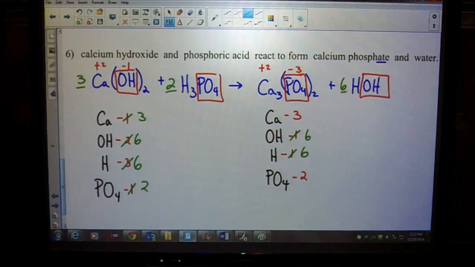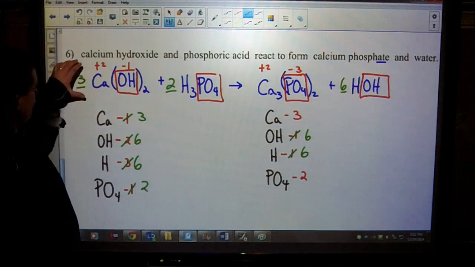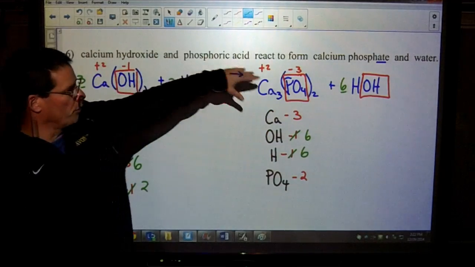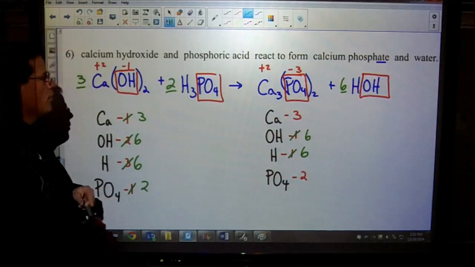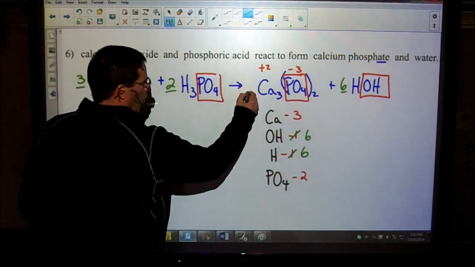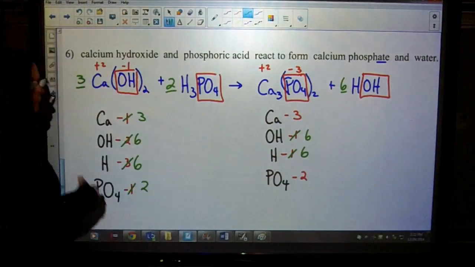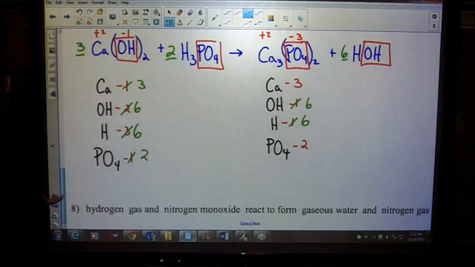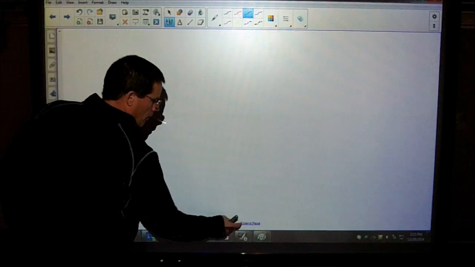We are balanced, and trust me, that was twice as fast as if we would have broken down and looked at each element separately. But again, however you want to balance is fine. Just make sure that you have the equation written out correctly, each of the formulas are written out correctly, and you have the correct coefficients. Now again, if you put a 1 there, try to get out of that habit. You don't need a 1 there. All right, let's look at the last one.